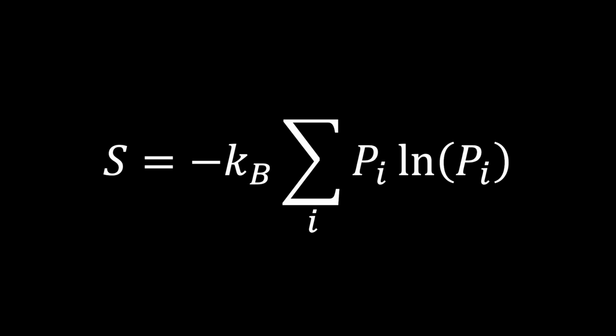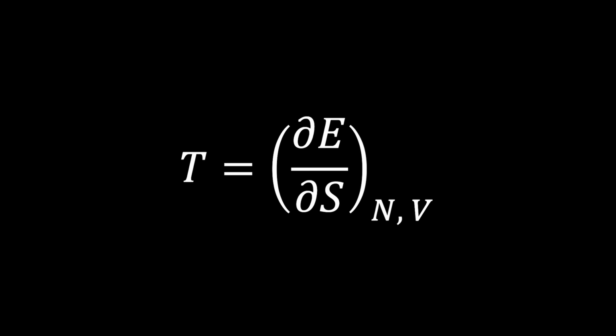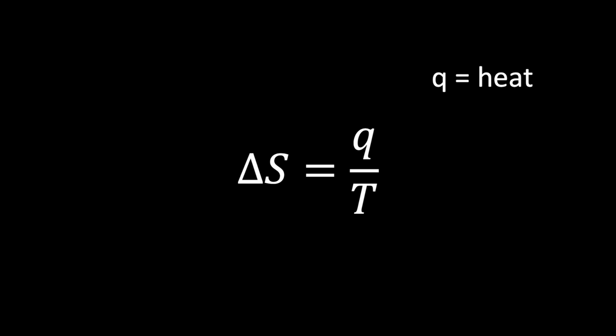The next equation that we're going to derive is going to be an expression for temperature. And we state that the temperature of a system is going to be equal to how the energy of the system changes with a change in entropy. The final equation that we're going to derive is that the change in entropy of a system is going to be equal to the heat divided by the temperature at which that change occurs.